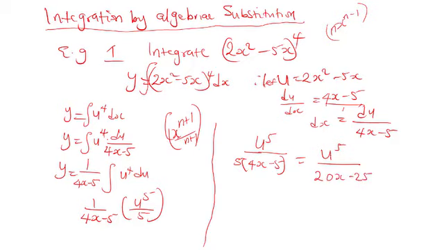But the value of our u originally was 2x squared minus 5x. So the final answer becomes (2x squared minus 5x) raised to power 5, divided by 20x minus 25. Now this is called integration by algebraic substitution. So you integrate it with an external constant, and after that you convert it back to your final answer.